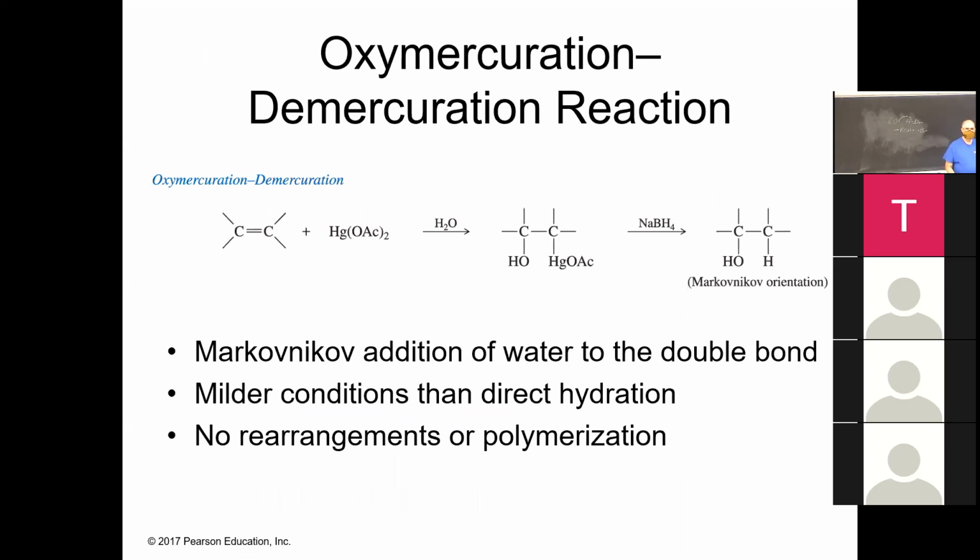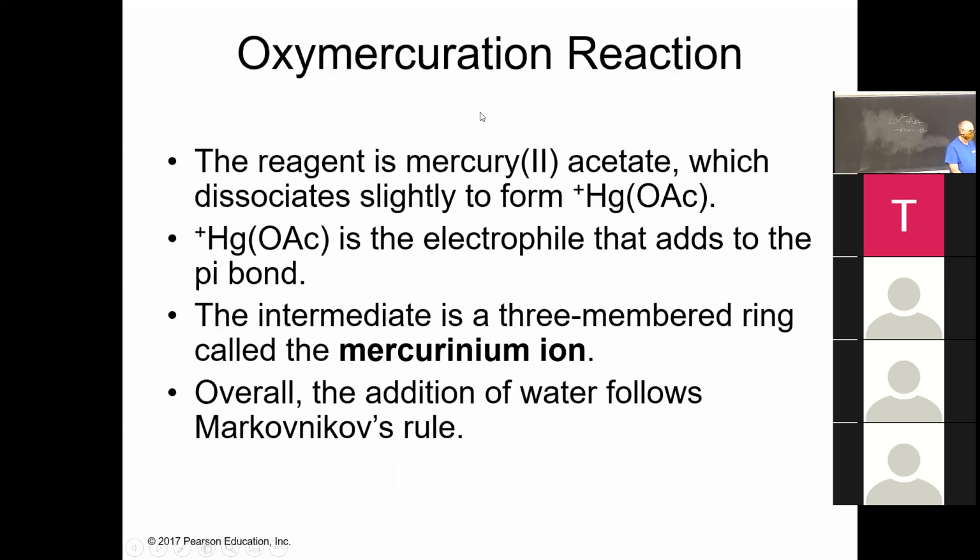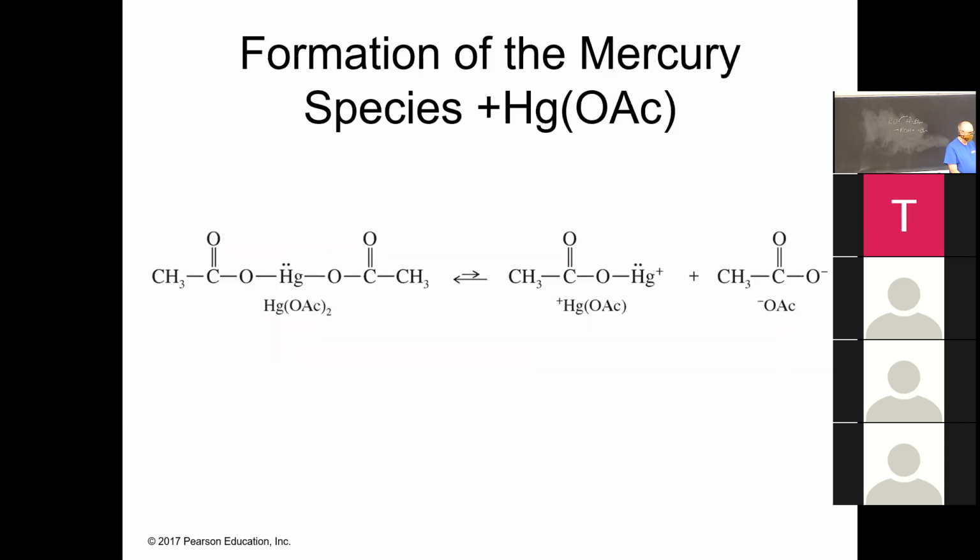Oxymercuration-demercuration is a way of adding H and OH while avoiding rearrangements or polymerization. Mercuric acetate dissociates to form Hg acetate plus. That is the electrophile. The double bond attacks, and when it does so, it forms a 3-membered ring called a mercurinium ion. And this reaction does follow Markovnikov's rule. So here's mercury diacetate dissociating.